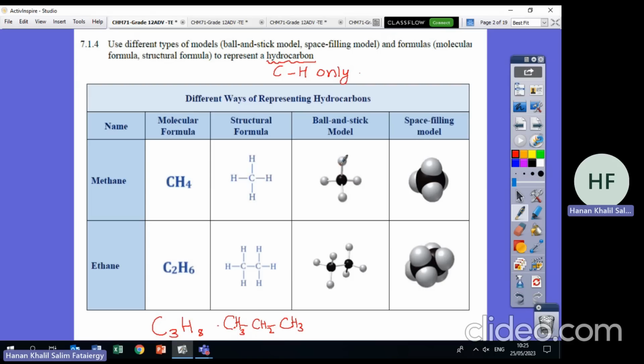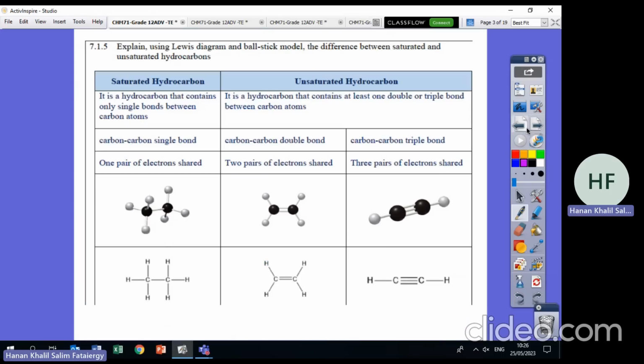Now, if I want to do my ball and stick model, the carbons will be represented by black balls, 1, 2, 3. And then I will have the hydrogens. I will draw them in purple. This is 1, 2, 3, and this is 1, 2. And this is 1, 2, 3. Now the ball and stick model is the same as this model, but without the sticks. So it will be 1, 2, 3, and then you will have the hydrogens. So there are 4 different ways to represent any hydrocarbon.